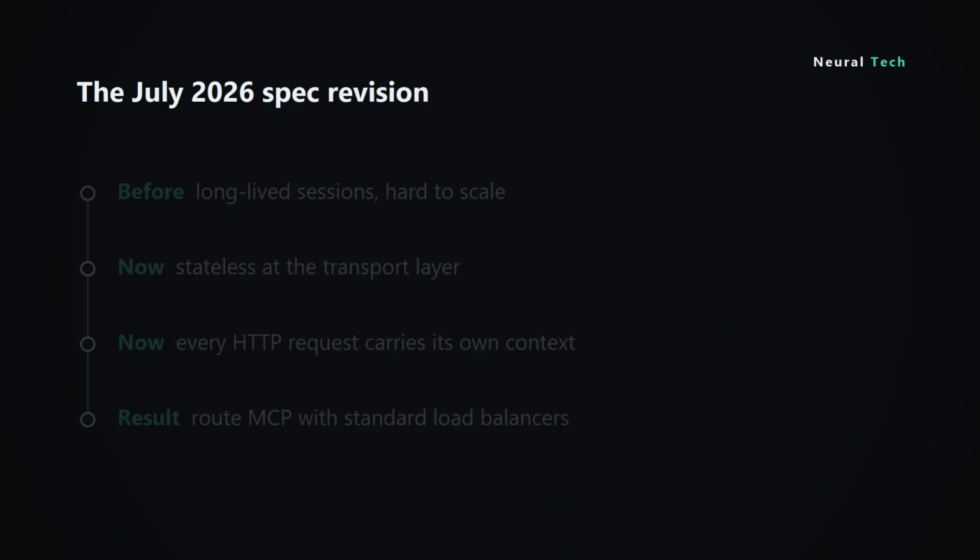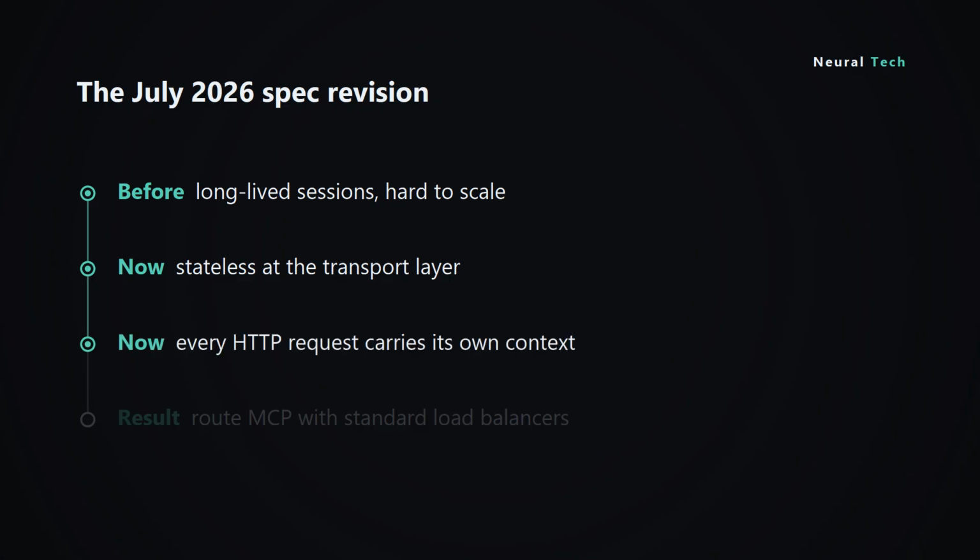And the timing of this is crucial. In July 2026, a massive new revision to the MCP specification was released. The biggest change? The protocol is now entirely stateless at the transport layer. Before, MCP required long-lived sessions, which made it hard to scale. Now, every single HTTP request carries all the context it needs. This means enterprise teams can route MCP traffic using standard load balancers and infrastructure, making it vastly easier to deploy at scale.